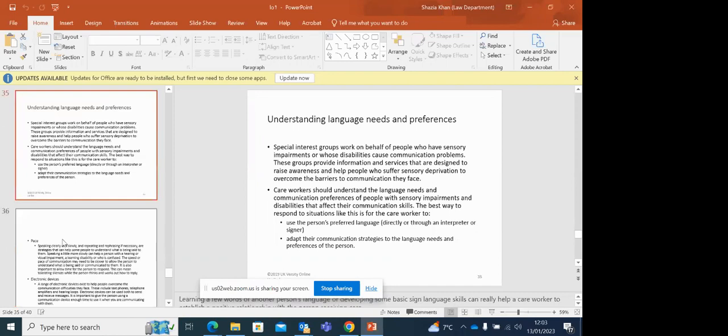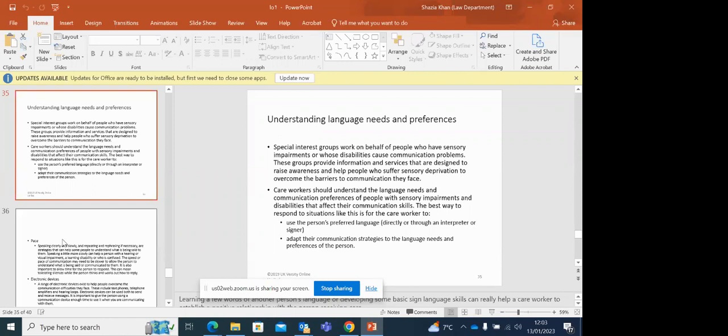Understanding language needs and preferences. So special interest groups work on behalf of people who have sensory impairments or whose disabilities cause communication problems. These groups provide information and services that are designed to raise awareness and help people who suffer sensory deprivation to overcome the barriers to communication they face.